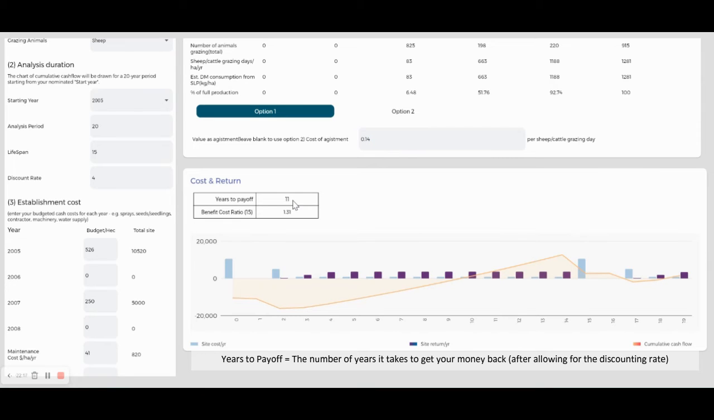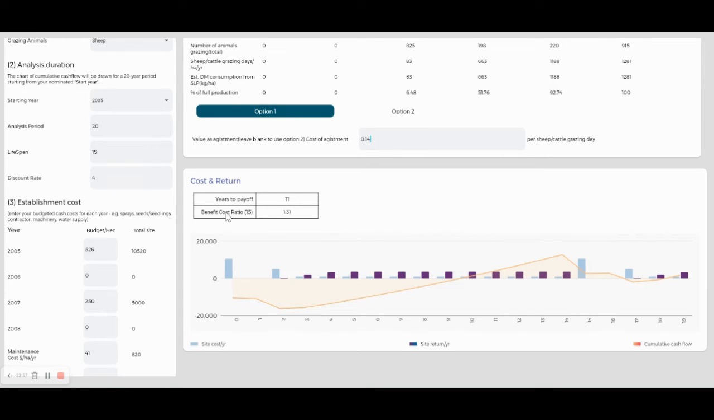If agistment was at $1 per sheep, this is per sheep per week, our cumulative cash flow will get to around $17,000 prior to the saltland pasture needing to be re-established. And then it would follow the same pattern again from dropping down and then starting to increase as you get the value from the grazing.